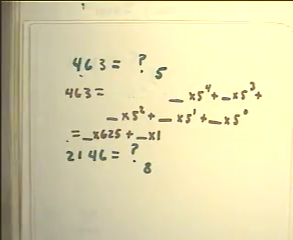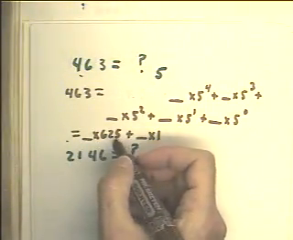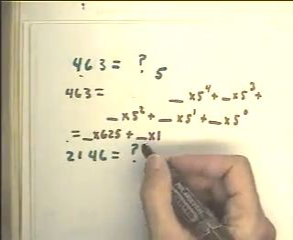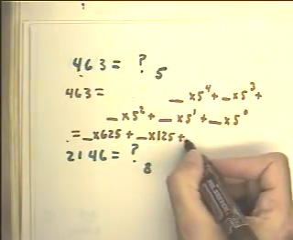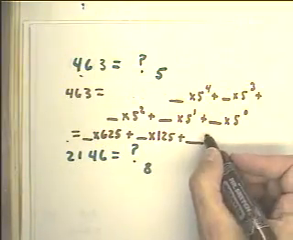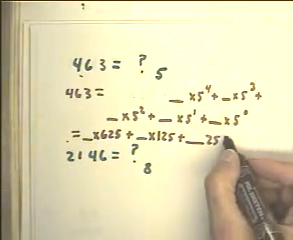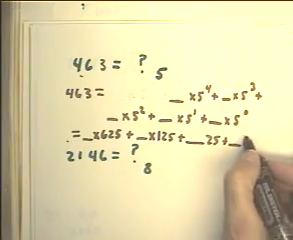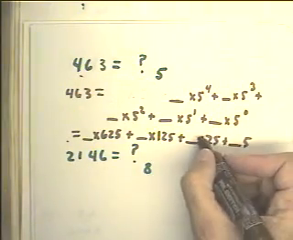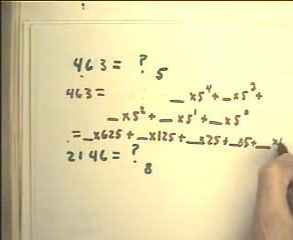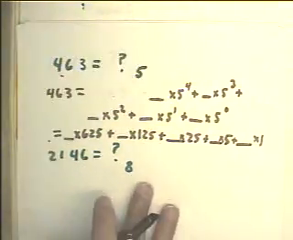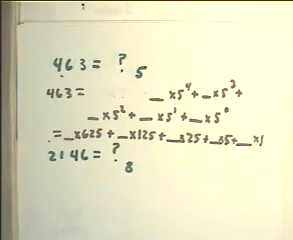we'll live with it. Okay, so it's something times 5 to the 4th. 5 to the 4th is 625. Something times 5 to the 3rd. 5 to the 3rd is 125. Something times 5 to the 2nd, which is something times 25. 5 to the 1st is 5. And then something times 1. And again, we have to fill in those blanks. What numbers are we going to use?